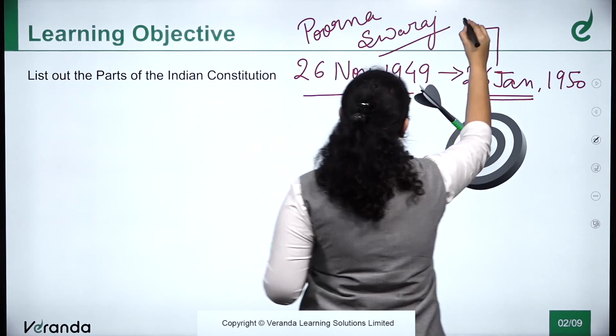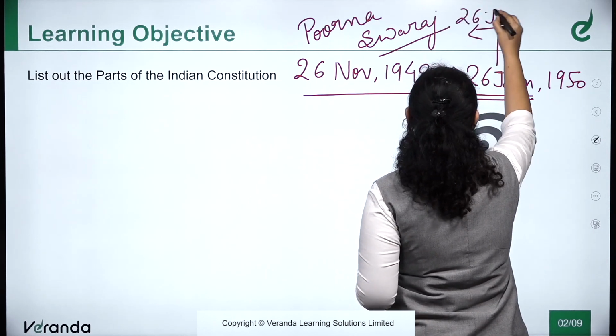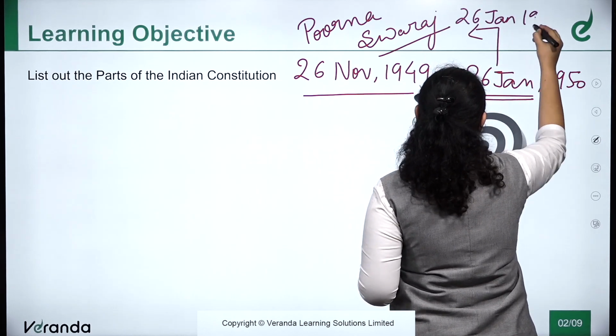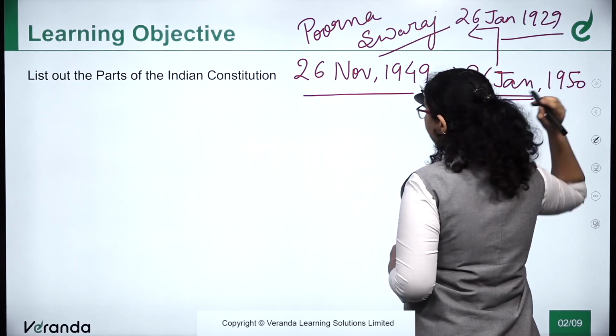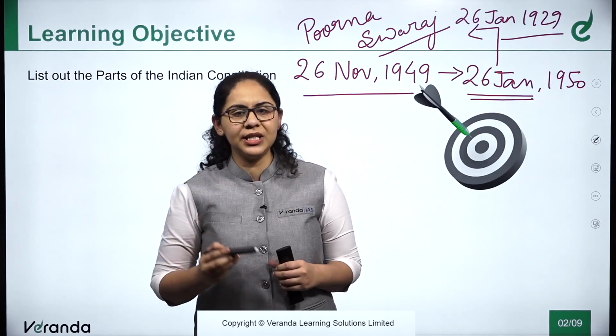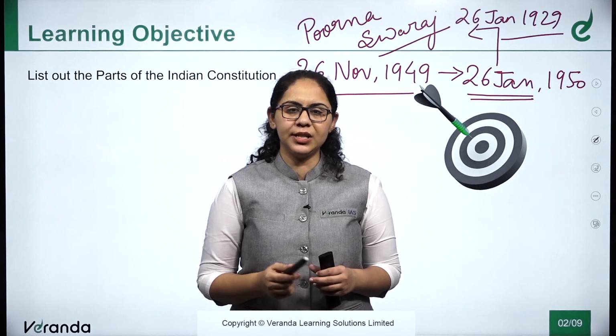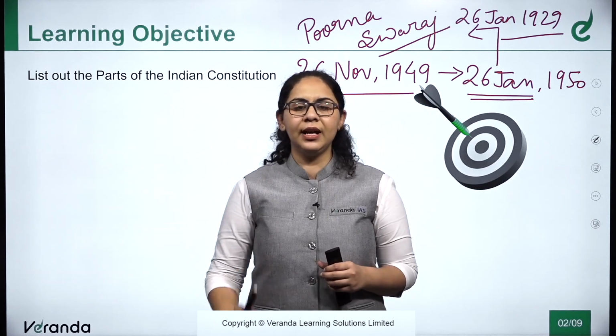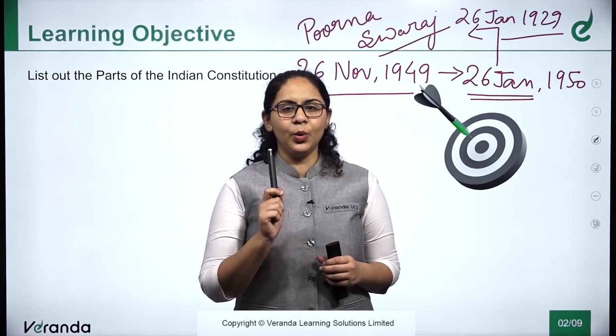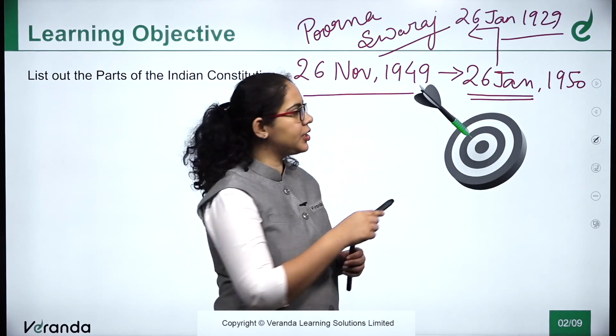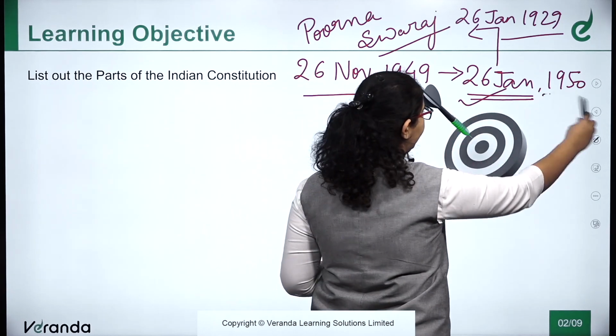Purna Swaraj, 26th January 1929 was the date when Indian National Congress, which was representing India at that time, demanded for the first time independence from Britishers. And to commemorate that date, we postponed the adoption of Indian Constitution to 26th of January 1950.